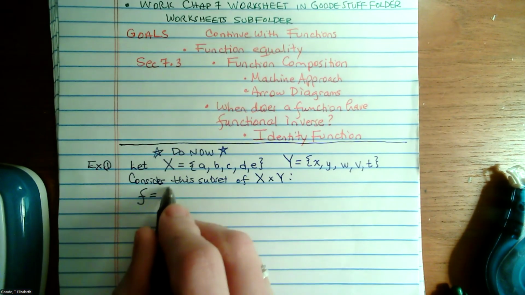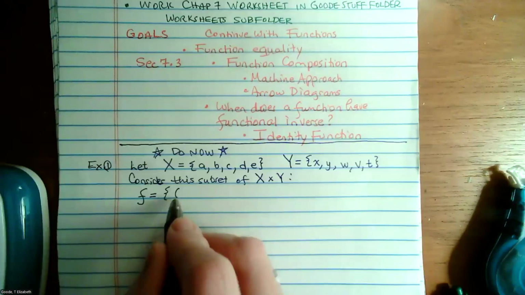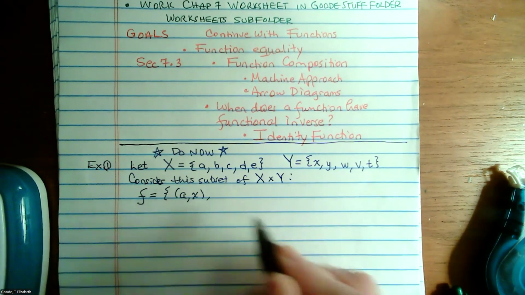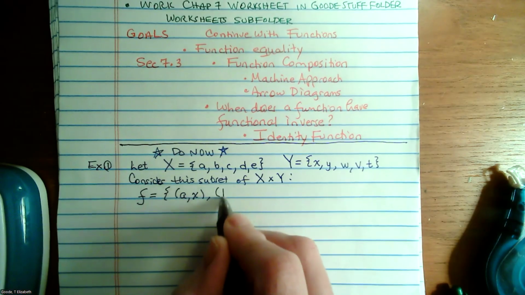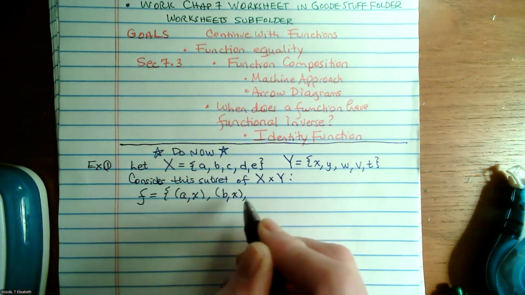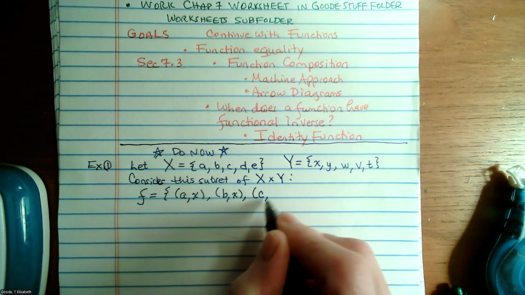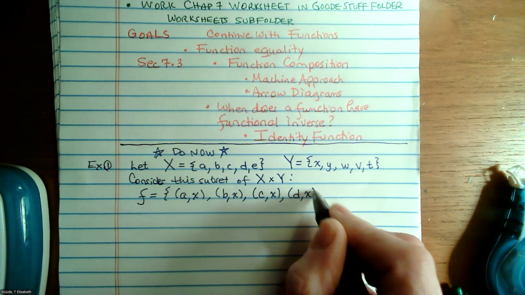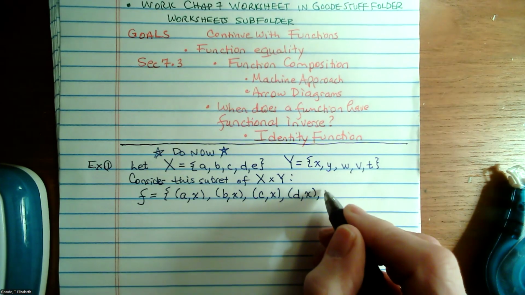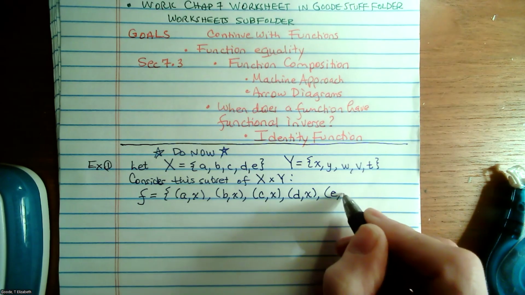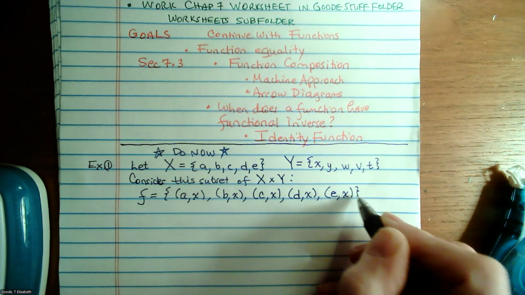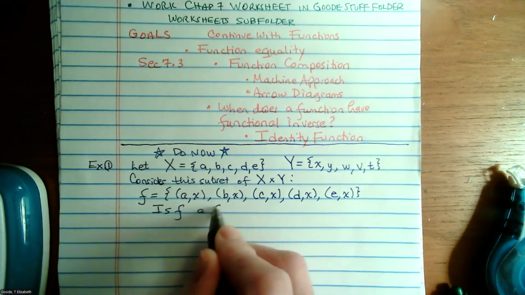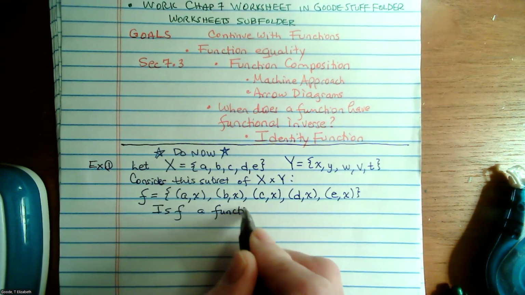Here we go. It's a set, of course. First ordered pair is a comma x. Second ordered pair, b comma x. Third ordered pair, c comma x. Fourth ordered pair, d comma x. And last ordered pair, e comma x. Is F a function from X to Y?